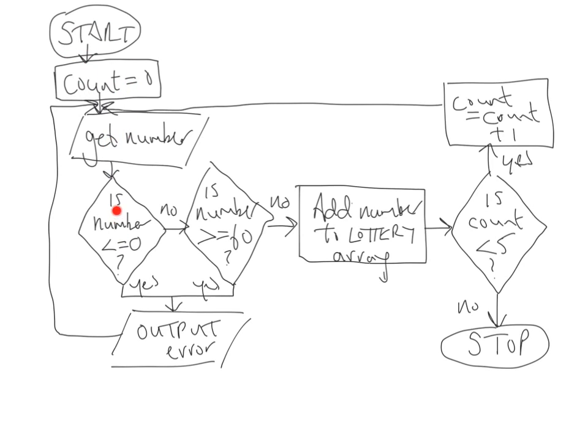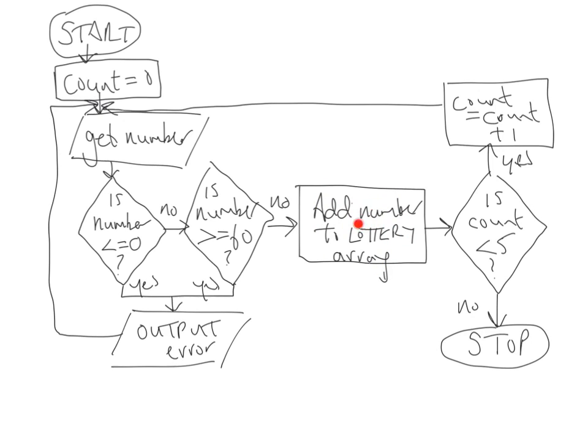If the number is -1, for example, we're going to output an error and ask again. If the number is 62, it'll pass this because the number is not less than or equal to 0, but it is higher than or equal to 60, so we'll output an error. We'll go back again. If we type in 59, we get to this part here, so we can add the number to the lottery array.